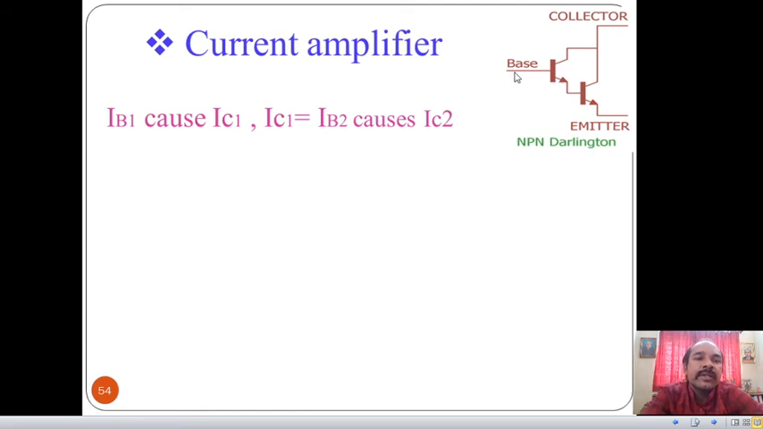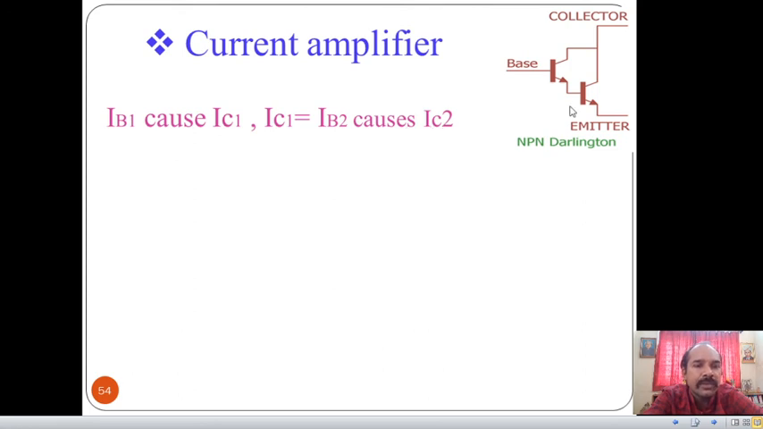IB1, whatever input current we give over here, is called IB1. So IB1 causes IC1, because as we know IC is equal to beta times IB. So when we give the input current, it causes the collector current. That collector current is nearly equal to the emitter current, and that emitter current acts as an input to Q2, which is also called IB2. See, IC1 is equal to IB2, and IB2 causes IC2.